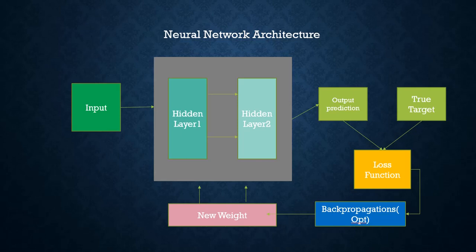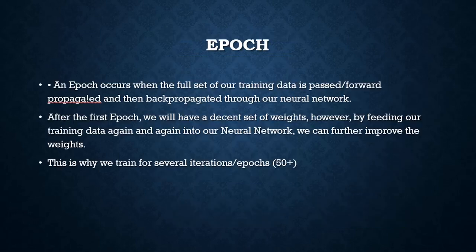So next, maybe you have seen some words like epoch and iteration. So maybe we could see what is iteration and what is epoch in the coming slides. Here I'm going to explain about epoch. An epoch occurs when a full set of training data is passed forward and then backward through our neural network.